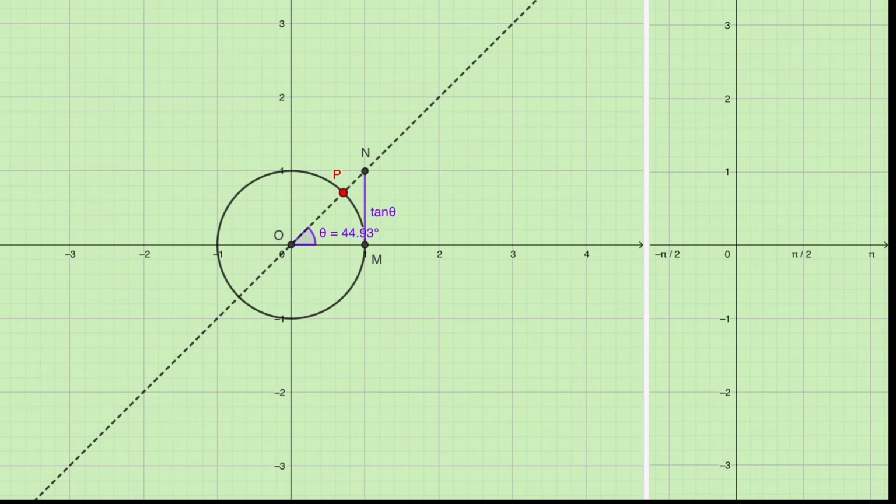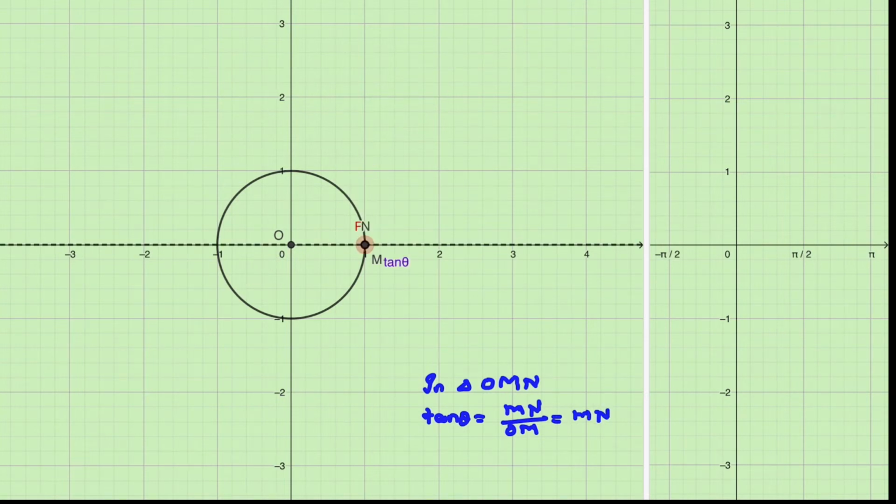Now we will see the graph of tan theta. Consider the unit circle, OM is the radius, which is 1 unit. In triangle OMN, tan theta value is opposite side, which is MN, upon the adjacent side OM, which is the radius. Radius is 1 unit, so we get MN. When theta is 0, tan theta value is 0.